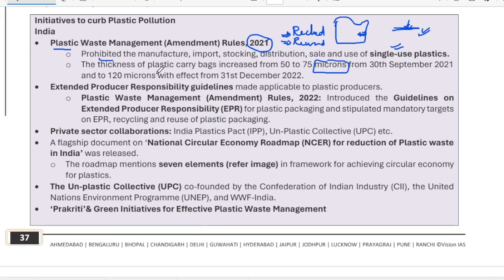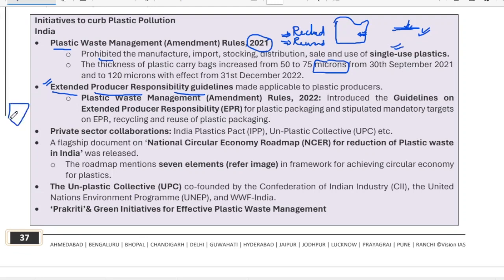Okay. Now, another important concept in this domain is the extended producer responsibility guidelines. EPR, extended producer responsibility guidelines. So the extended producer responsibility guideline has also already been implemented in this plastic domain. So what is this extended producer responsibility guideline? These are the guidelines to the company.